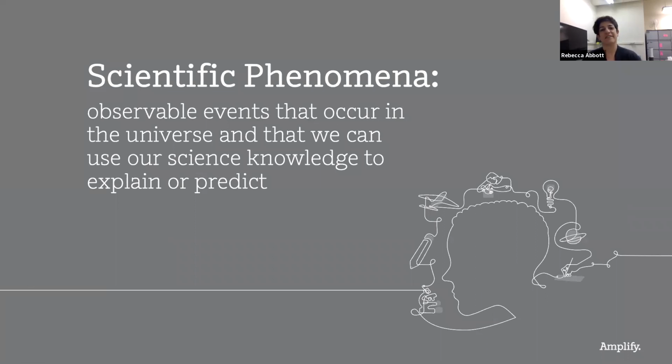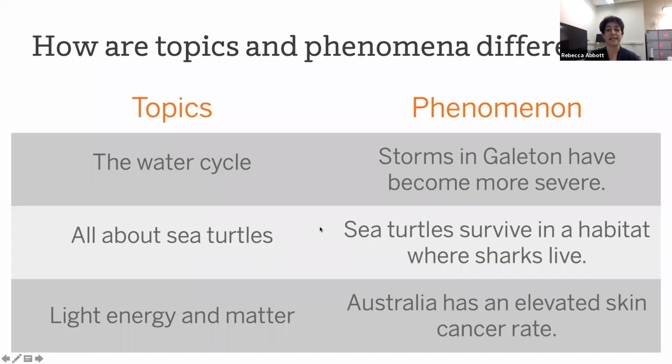What are scientific phenomena? Phenomena are observable events that occur in the universe and that we can use our science knowledge to explain or predict. And phenomena, of course, is plural for phenomenon. Let's think about how science topics and science phenomena are different. And this is somewhere where I do want you to chat in your responses.